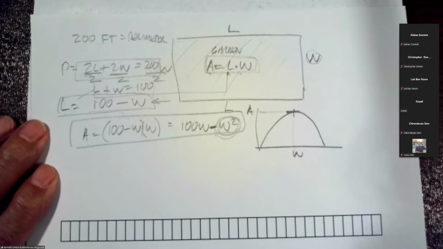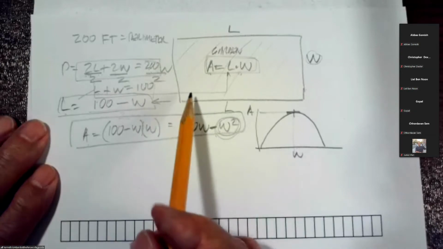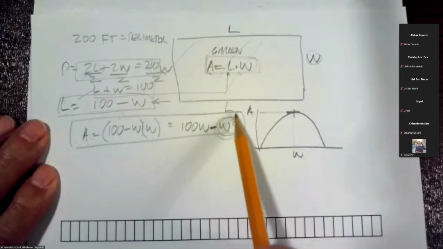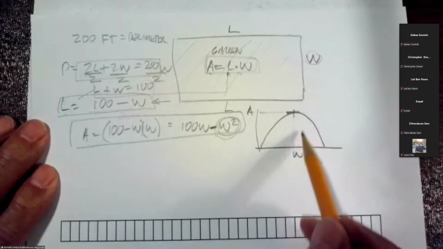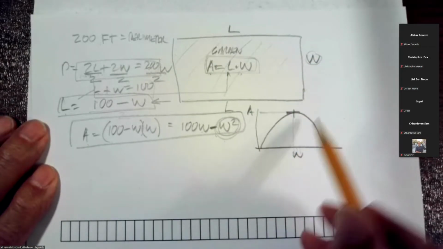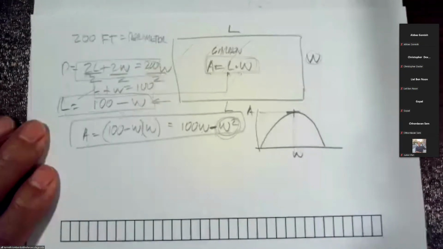I'm not going to ask us to do that, but we know that we could. So we could say, if I want to maximize the area of this garden area, my width would be this value right here, if that were our goal.